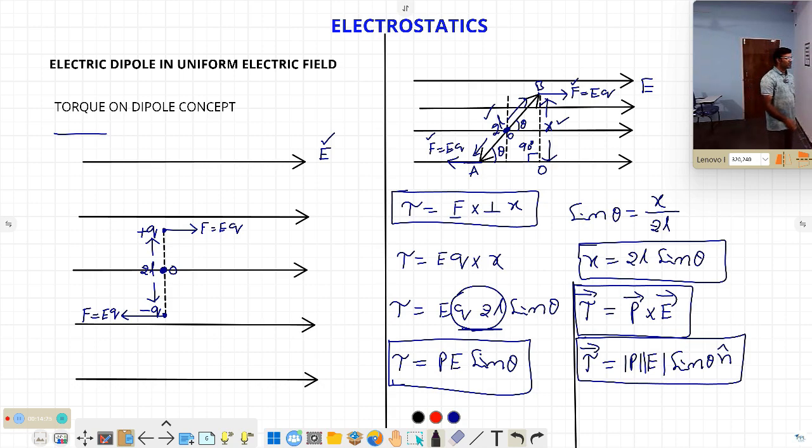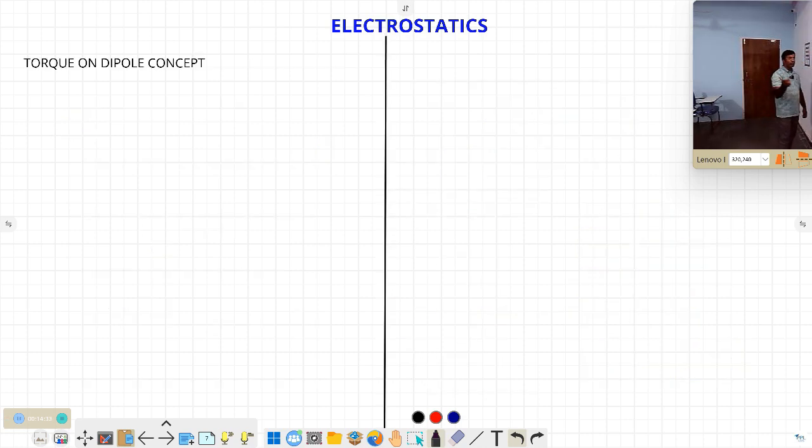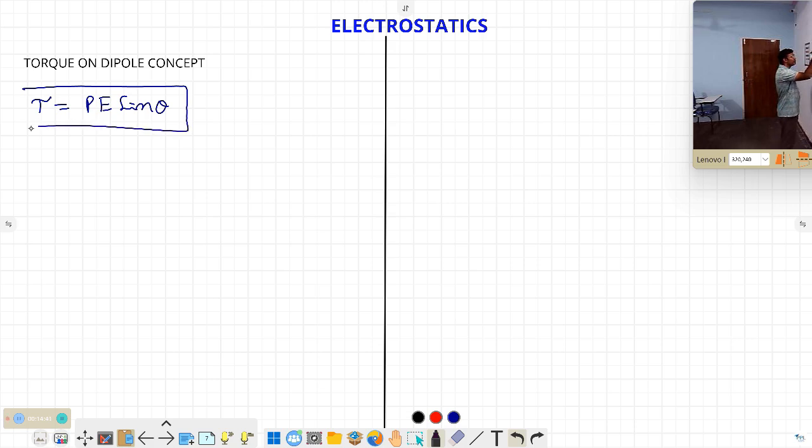Now we are going to discuss the cases of this torque. Under what conditions will the torque be maximum or minimum? We can discuss that now. Just now we got the relation: torque is equal to PE sine theta, in terms of magnitude. Now, if you come to the cases, here we can discuss many cases.